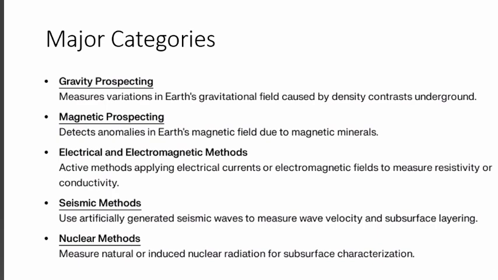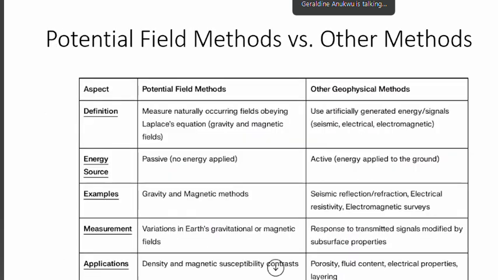Then we also have seismic methods. Under seismic methods, I need to mention that we can have passive seismic. Passive seismic utilizes the Earth's ambient seismic waves. For those methods, we have methods such as the horizontal to vertical spectral ratio. We have passive ambient noise measurements and so on and so forth. But that's beyond your grade for now, but just take notes. Then we also have the nuclear methods, which measure natural or induced nuclear radiation from subsurface characterizations. So these are some of the categories that we have.